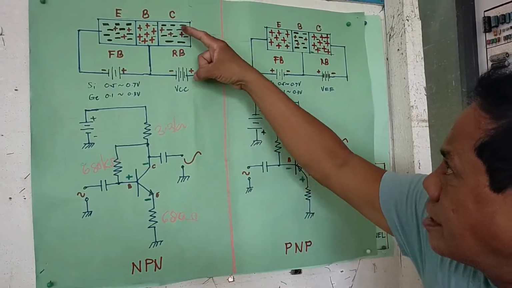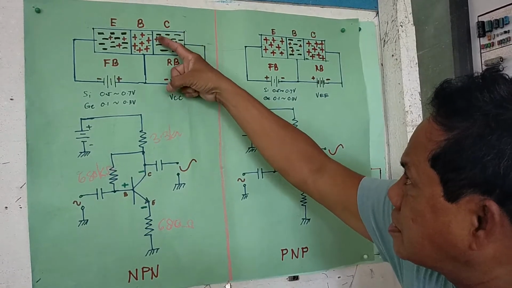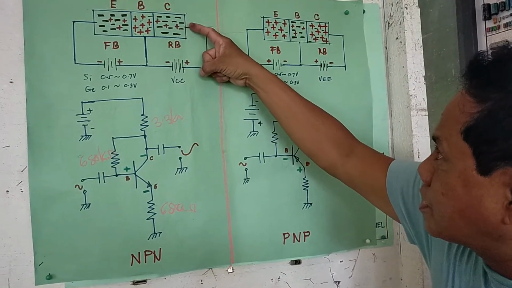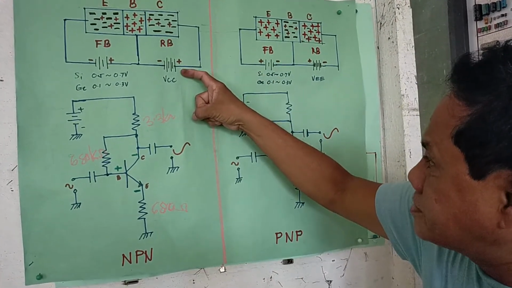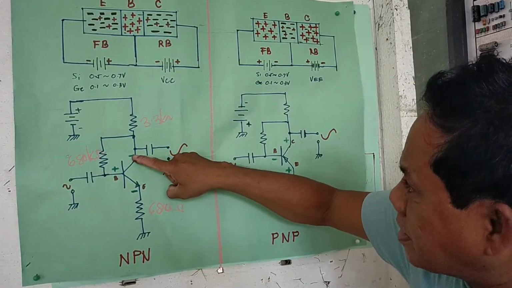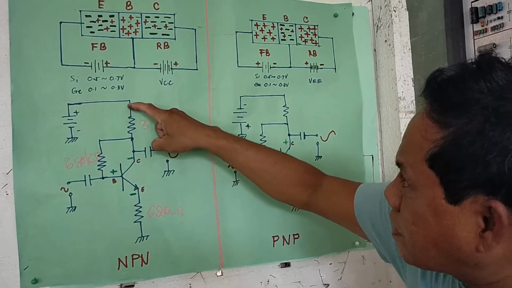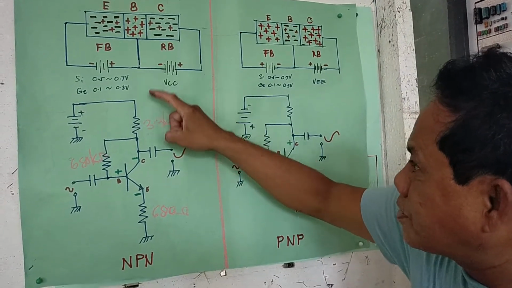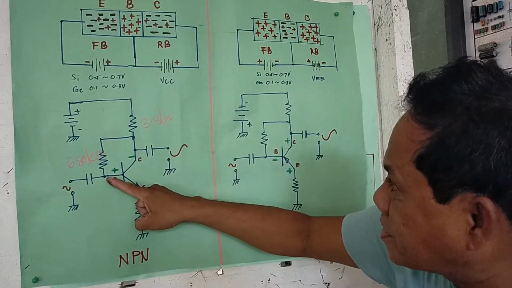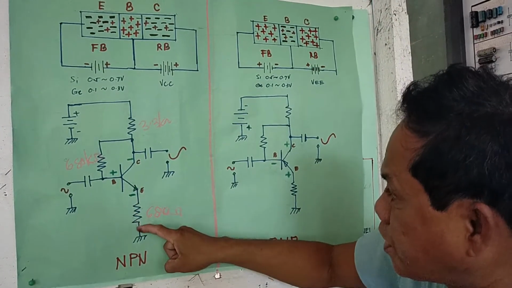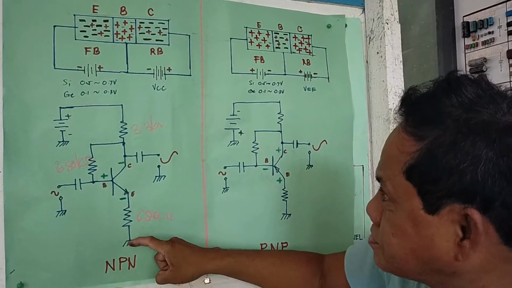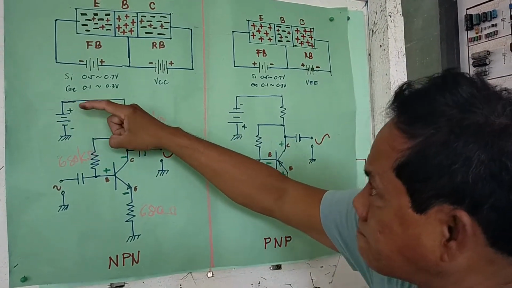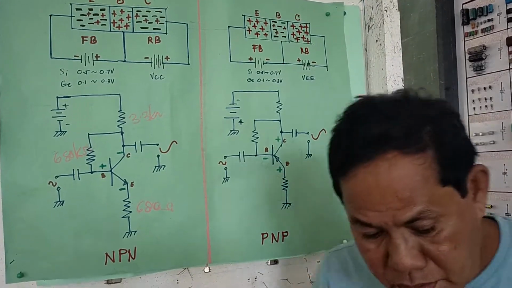Whereas, the base-collector junction is reverse biased because the negative collector is connected to the positive side. The collector is negative here, connected to the positive side, whereas the positive base is connected to the negative side of the power supply here. It's because the base is closer to the negative side of the circuit, whereas the collector is closer to the positive side. Okay, so let us prove.